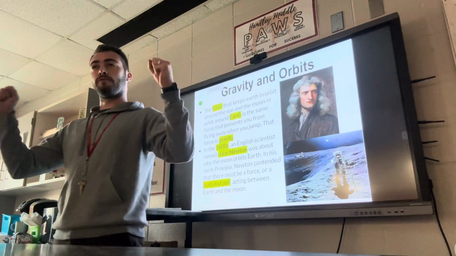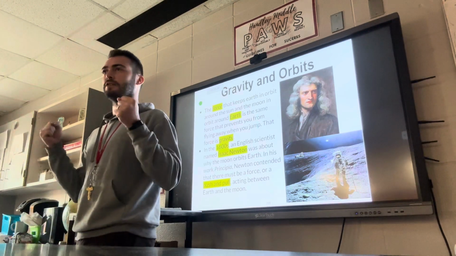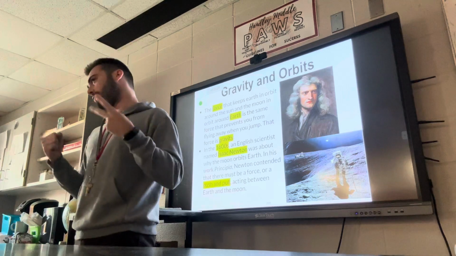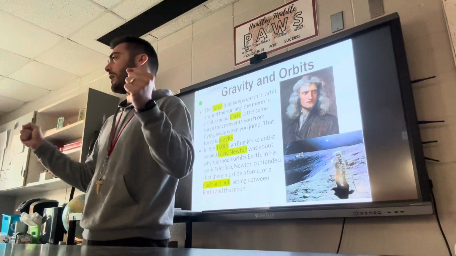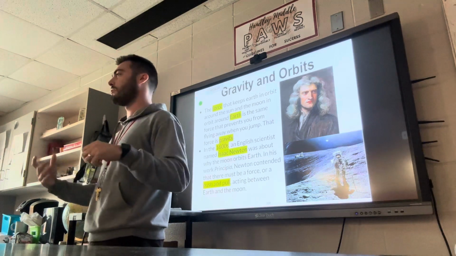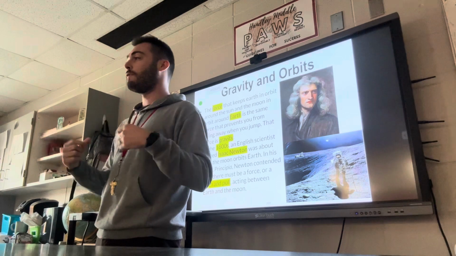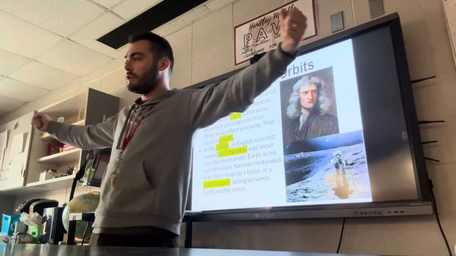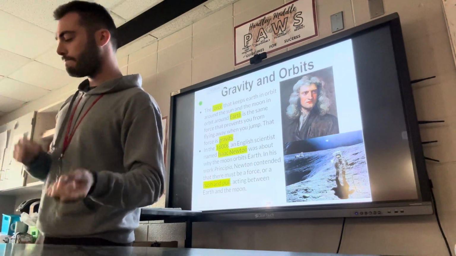Right, so it comes from the center of the objects. Between any two objects, there will be that force of attraction. Basically, the two factors that affect gravity are the distance between the two objects and their mass. If there's a lot of mass, there's going to be a lot of gravitational force. But if they're really far apart, that gravitational force decreases as they move apart. Okay, that was all yesterday.